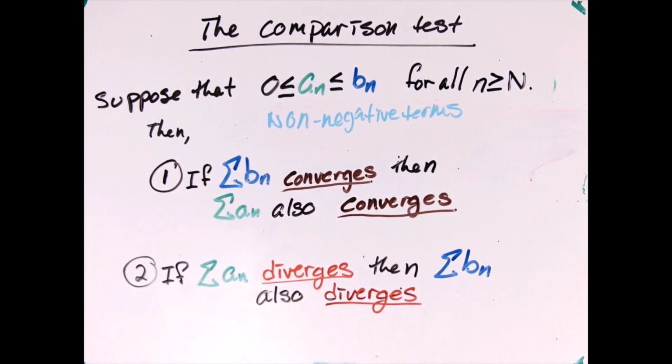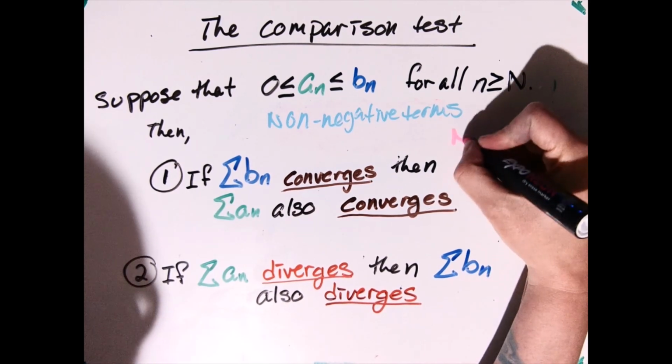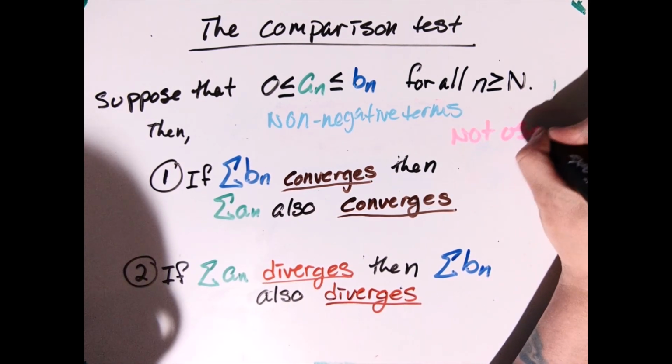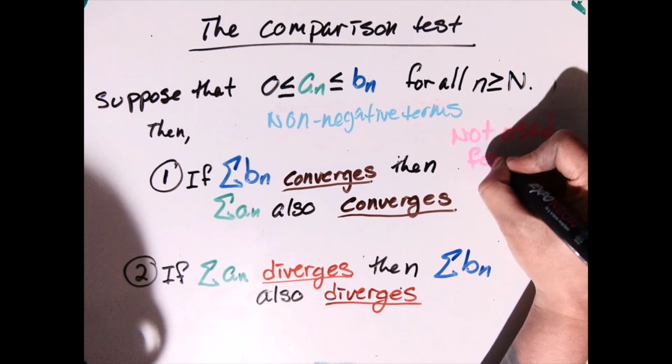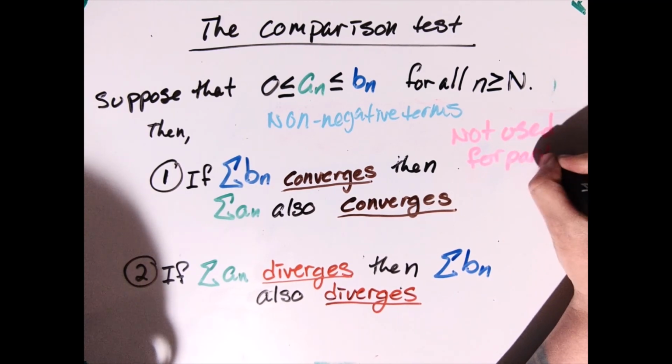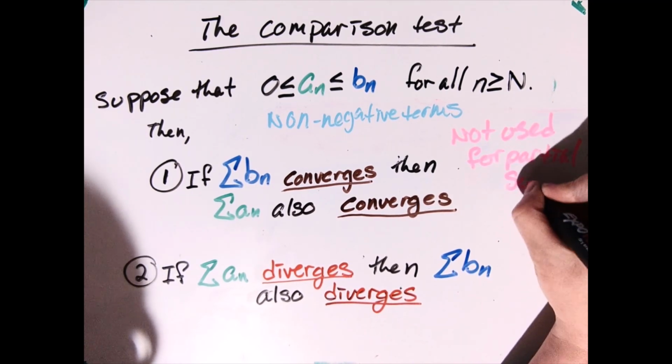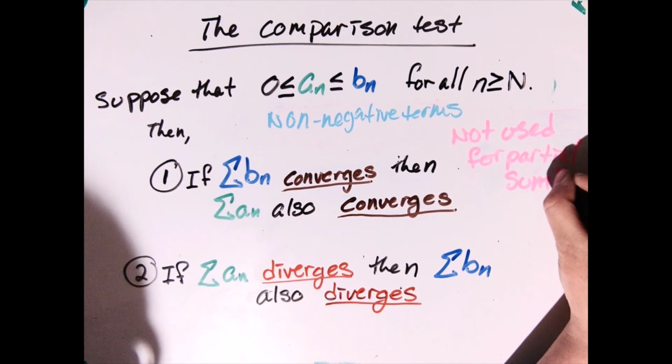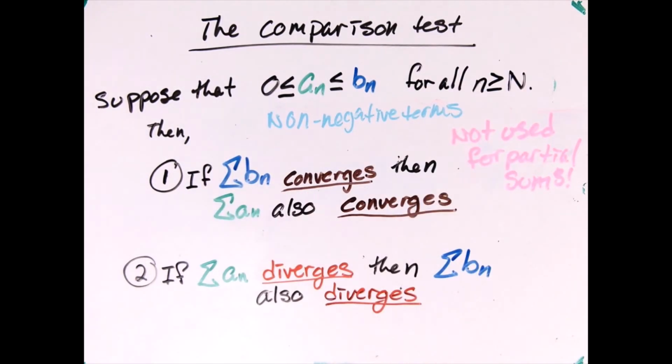Now make sure that you're only doing this on the terms. This is absolutely not used for partial sums. You can't use it on the partial sums because this whole thing is hinging on what we know about series with non-negative terms, right? And so this is not about the partial sums, this is about the sequence of the terms.